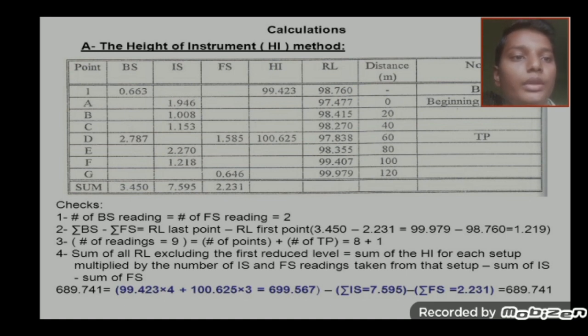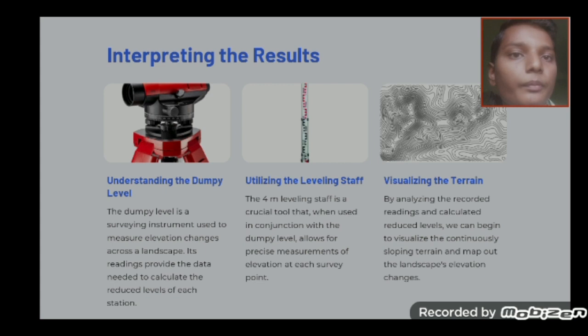equals the sum of the HI for each setup multiplied by the number of IS and FS readings taken from the setup, minus sum of IS minus sum of FS. 689.741 equals 99.423 into 4 plus 100.625 into 3, equals 699.567 minus summation IS equals 7.595, minus summation FS equals 2.231, equals 689.741. Interpreting the results.